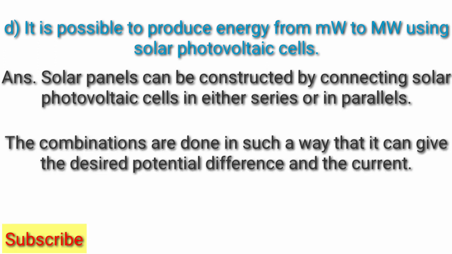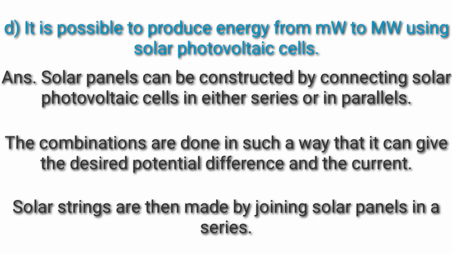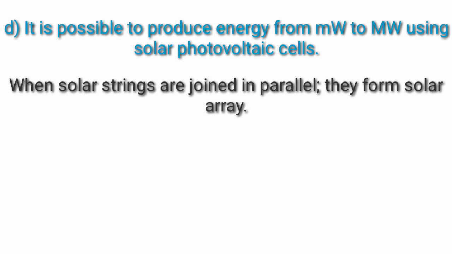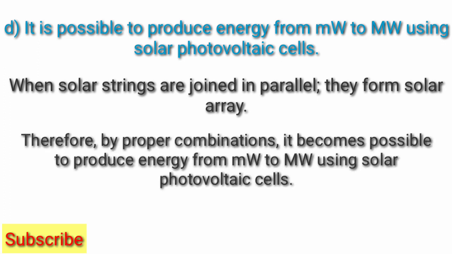The combinations are done in such a way that it can give the desired potential difference and the current. Solar strings are then made by joining solar panels in series. When solar strings are joined in parallel, they form a solar array. Therefore, by proper combinations, it becomes possible to produce energy from microwatt to megawatt using solar photovoltaic cells.